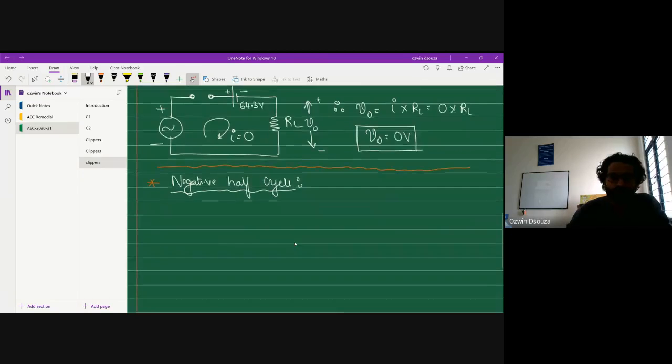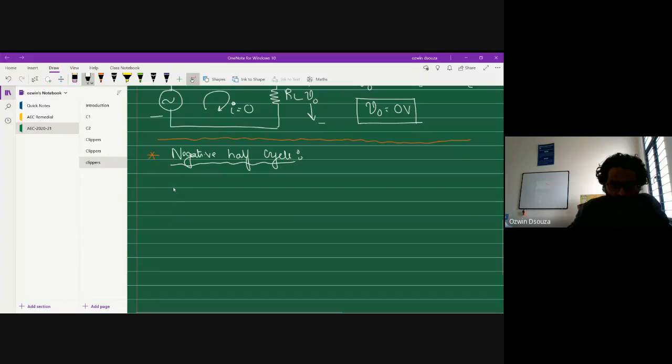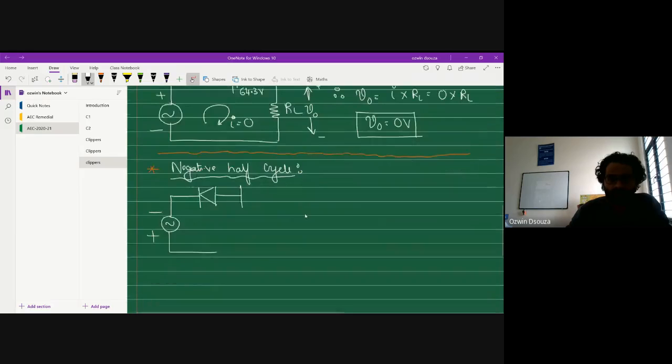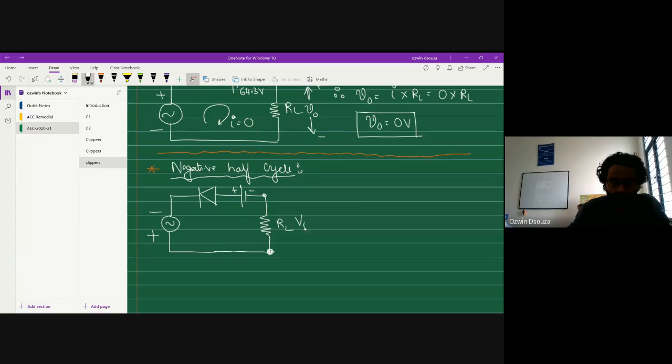In the negative half cycle, all you have to do is interchange or flip the polarities, minus plus, and then connect the circuit as it is. How is the orientation? Yeah, this way, right? This is plus and this is minus. This is RL. This is anode and this is cathode, Vi.